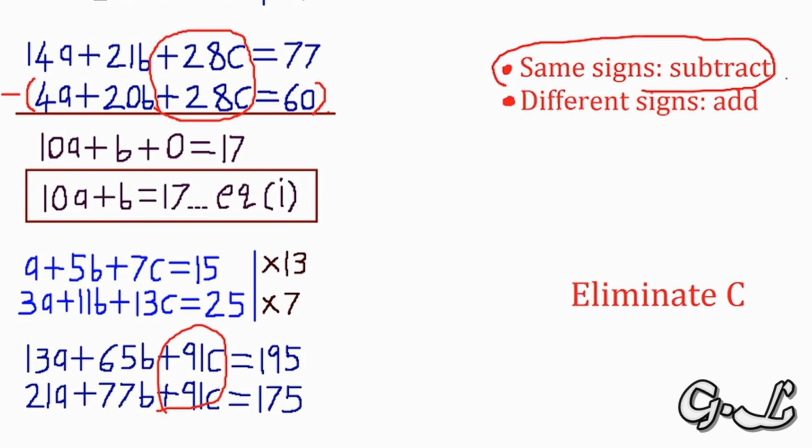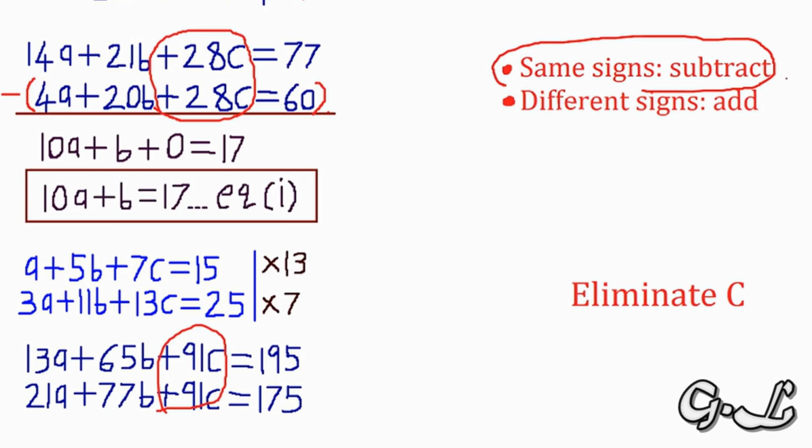So we're going to start the process. We're going to say 13a minus 21a, which gives negative 8a. Again, 65b minus 77b will give you negative 12b. Again, 91c minus 91c will give you the value 0. Now 195 minus 175 will give you the value 20. That's one thing that you need to keep in mind.